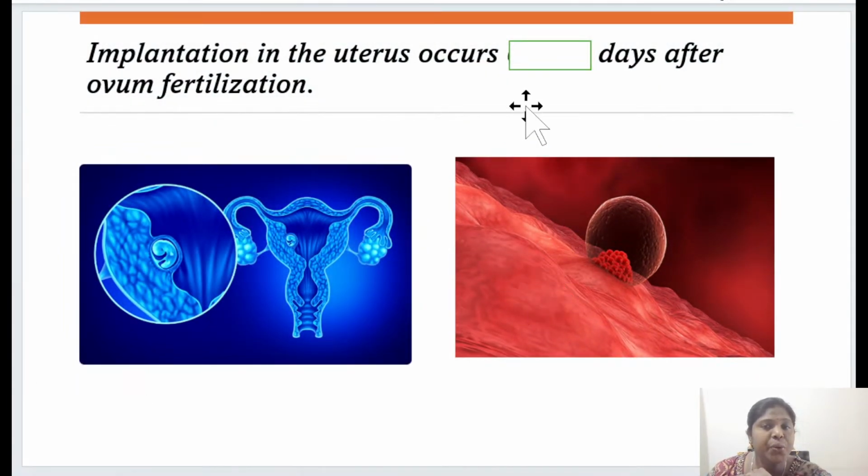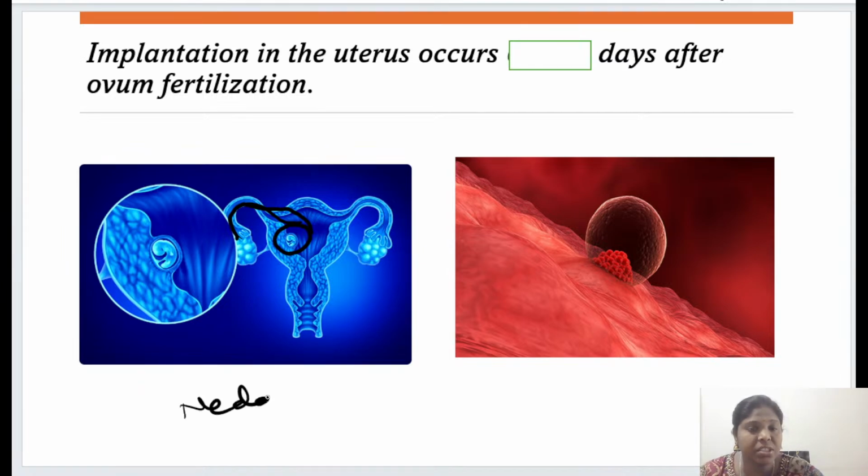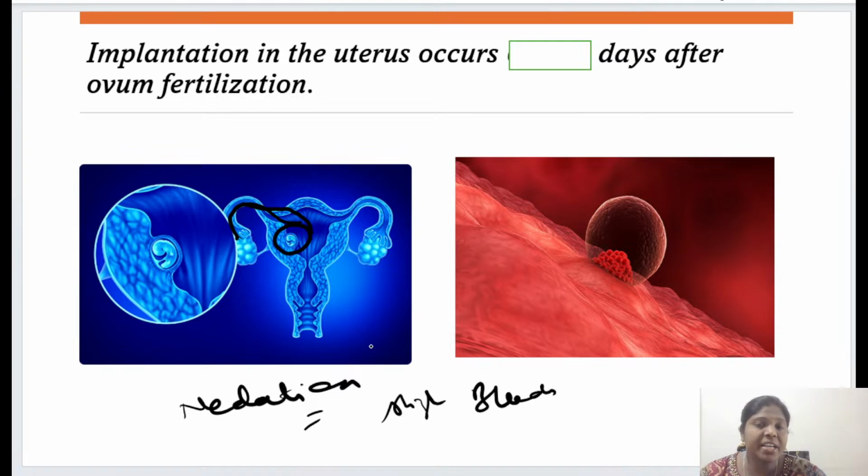Okay. Implantation in the uterus occurs dash days after ovum fertilization. Here we are talking about implantation. Can you see the image here? Implantation is nothing but, see, the ovum, when it is in the embryo zygote form, it travels from the fimbria, and it travels and gets here. The process is called implantation. In this implantation process, slight bleeding also occurs, right? And especially the endometrium during pregnancy is called what? The endometrium during pregnancy is called the decidua.